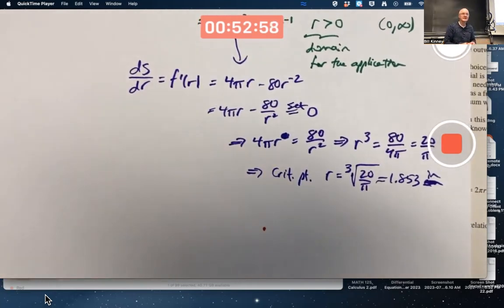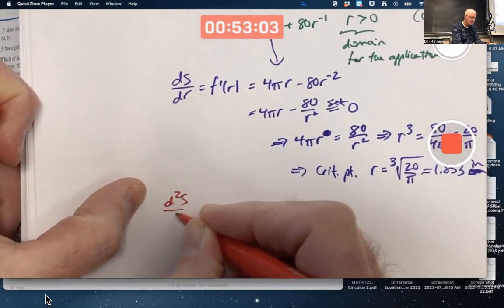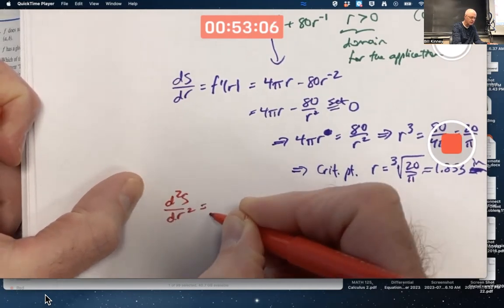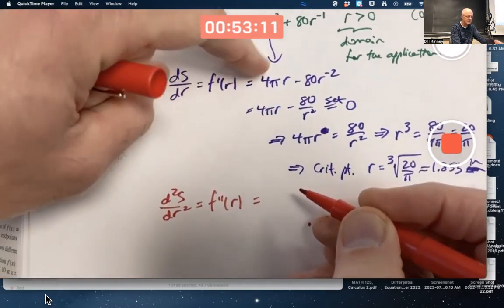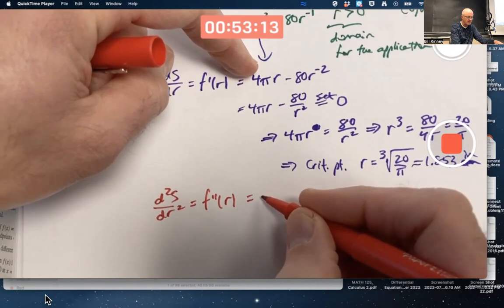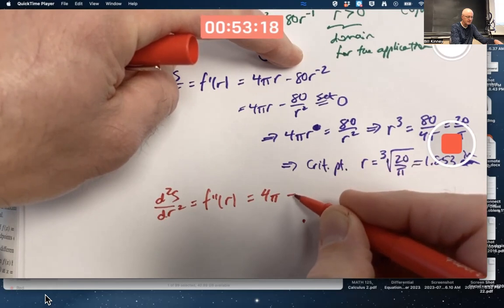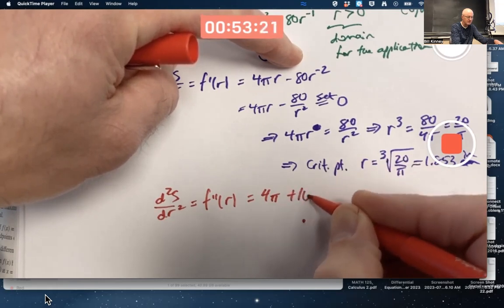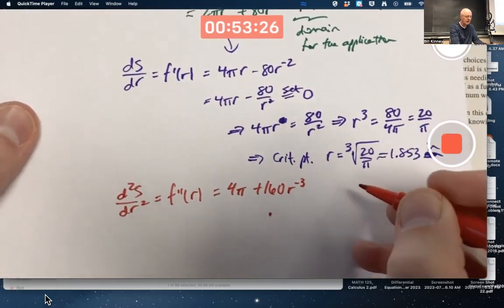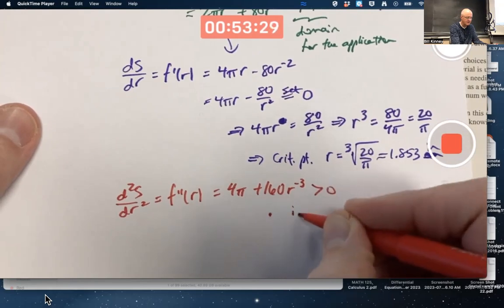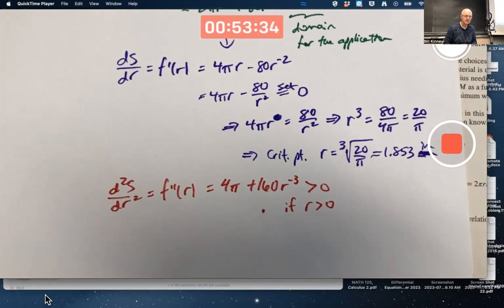It's actually a little easier in this example, I think, to use the second derivative test. The second derivative, either written with Leibniz notation or with prime notation: differentiate this thing. Derivative of 4 pi r will be 4 pi. Differentiate this thing, the -2 comes down. -2 times -80 is positive 160, r to the -3. All I really care about is the fact that this is positive if r is positive. And know that a negative exponent doesn't make the quantity negative.